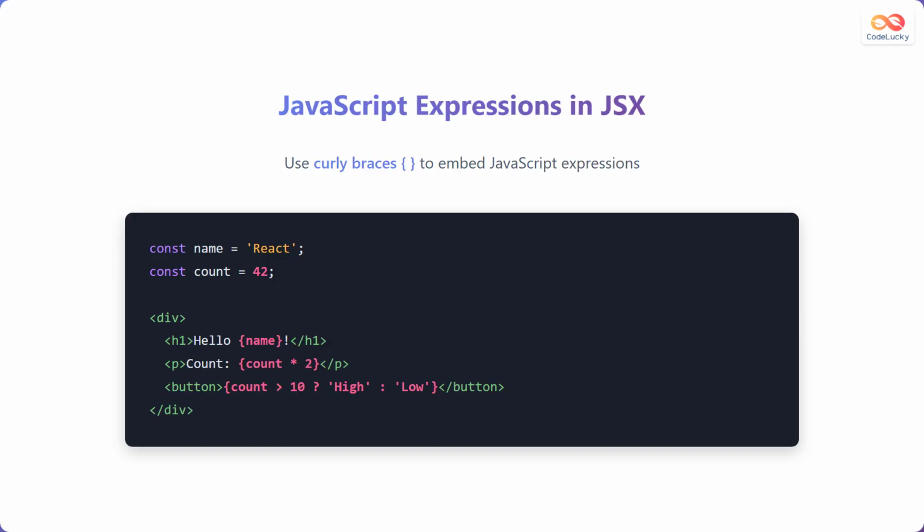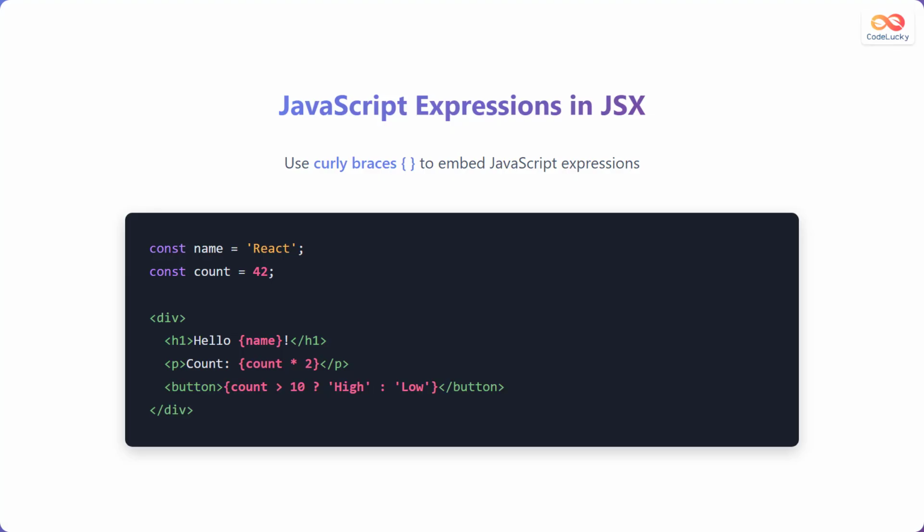One of the powerful features of JSX is the ability to embed JavaScript expressions directly within the HTML-like code. To do this, you simply wrap the JavaScript expression in curly braces. For example, you can insert a variable, perform a calculation, or use a ternary operator to conditionally render content.